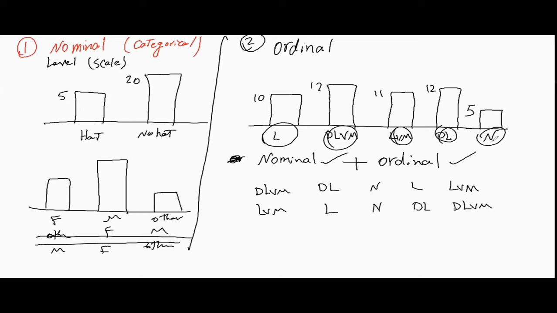Okay. Now, there is another level of data that is even richer than this. Level 3 is even richer than ordinal, and that level is called interval. Interval level data, as I mentioned, must be nominal, must be ordinal, but it has some extra information in it.